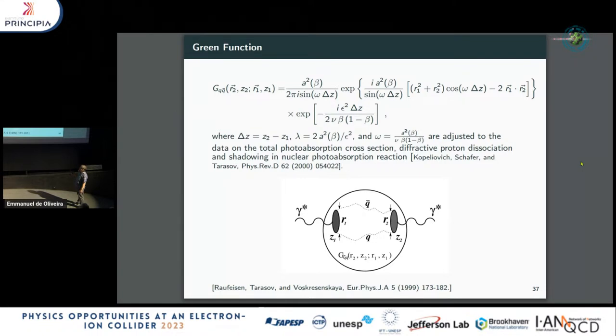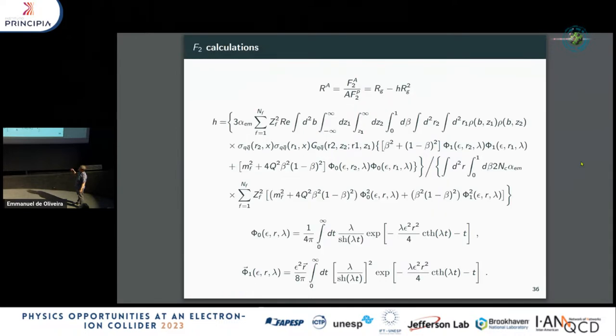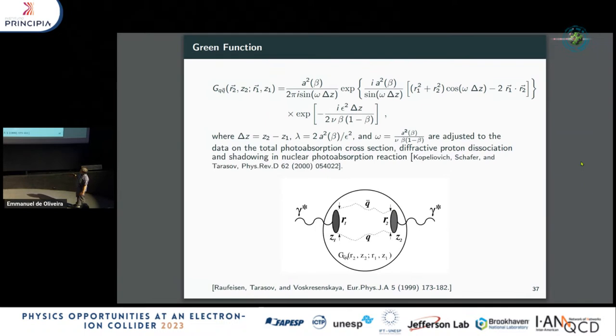That means that we have the propagation of the quark and then the anti-quark from one interaction point to another interaction point. That's why you have the shadowing squared here. And this is fitted to many data. A harmonic oscillator has just one parameter, and so it's fitted to all this kind of data. It works more or less well.